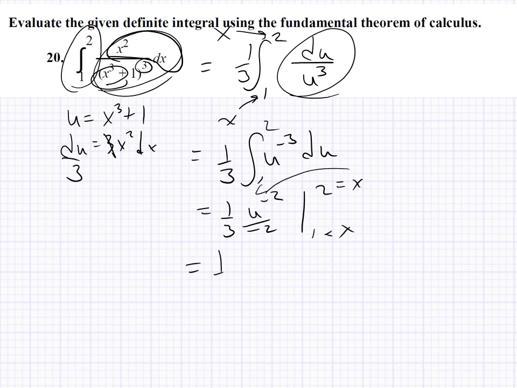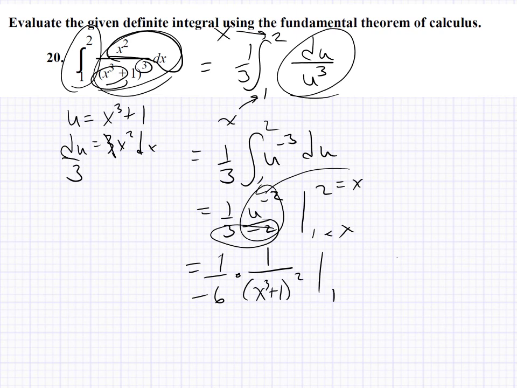So what I'm going to do is what we did in the previous examples. I'm going to go back to x here first. So this will be a negative. Let me erase this. This will give me a negative 1/6. U to the negative 2 is 1 over u squared, which was x cubed plus 1. And now I can plug in my 1 and my 2.